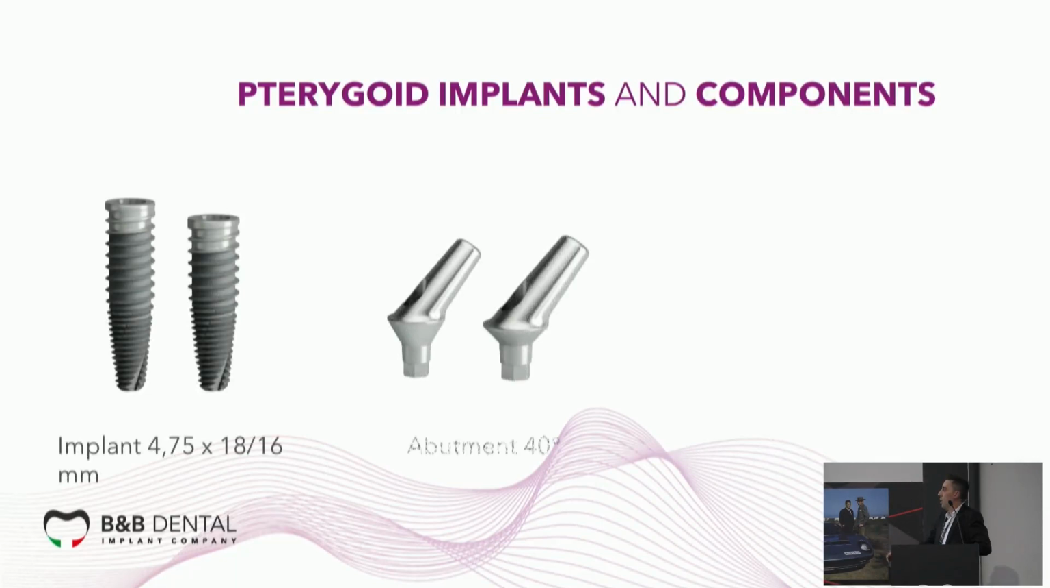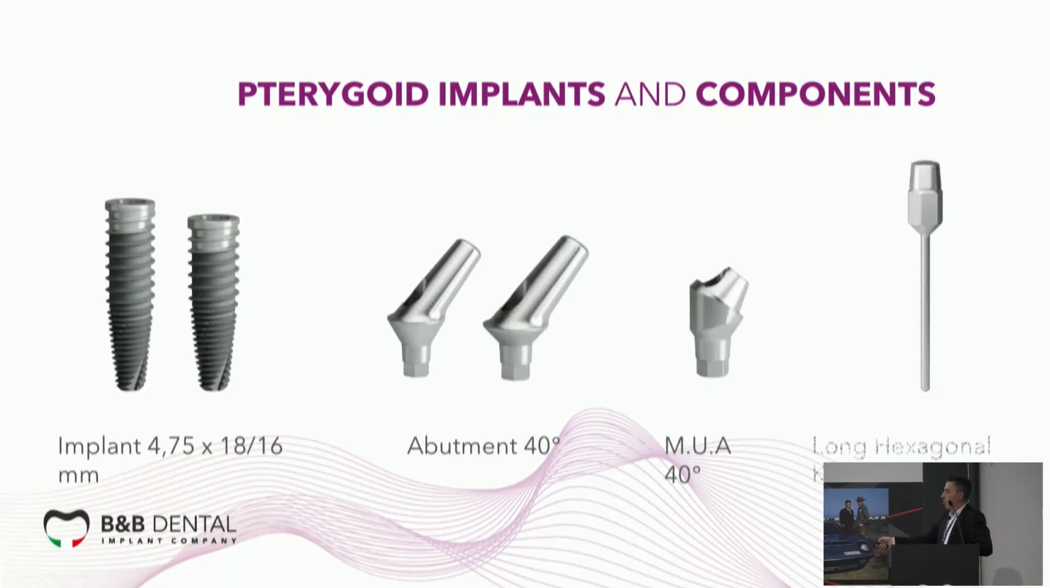Pterygo implants and components. Two different lengths of pterygo implants, same diameter, 4.75 millimeters. Two different lengths, 18 and 16 millimeters. Abutment, multi-unit 4 degrees, and long hexagonal key.